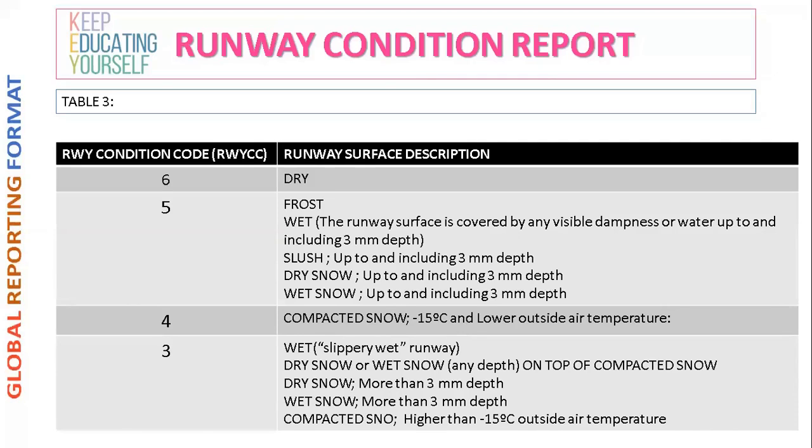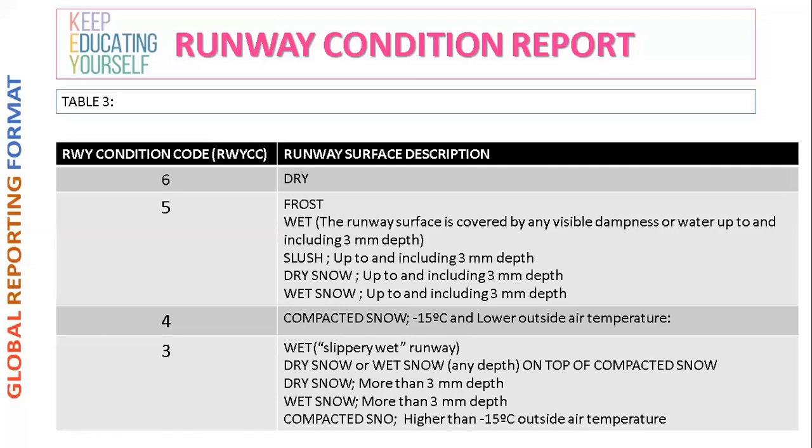Now, if we have compacted snow and the outside temperature is minus 15 degrees centigrade and lower, suppose minus 15, minus 16, minus 17, and compacted snow is there, then we have to give runway condition code 4. Now, if your runway surface description is wet, meaning slippery wet.